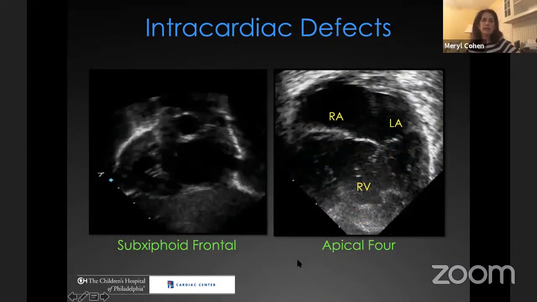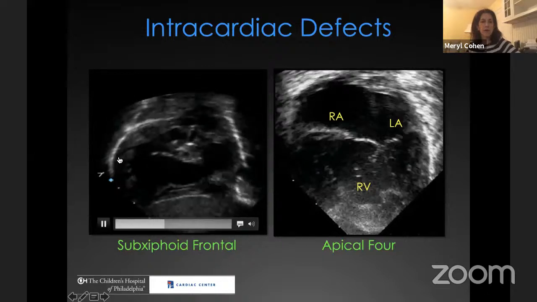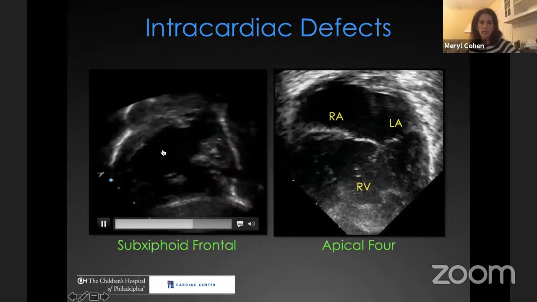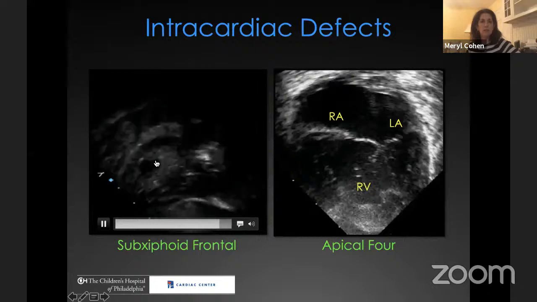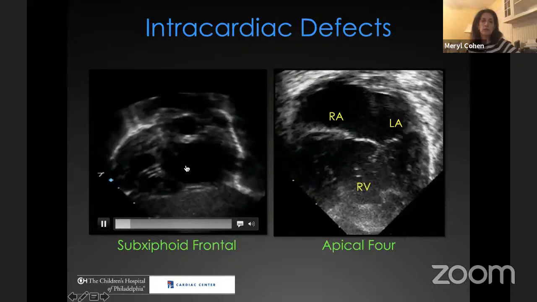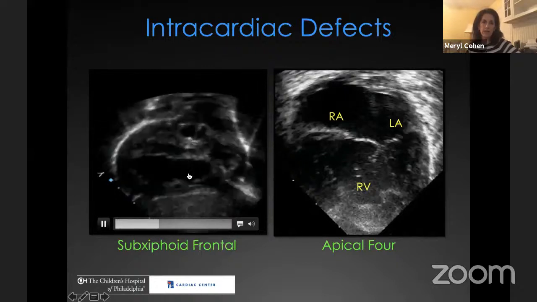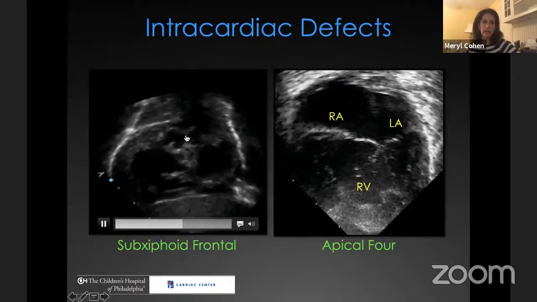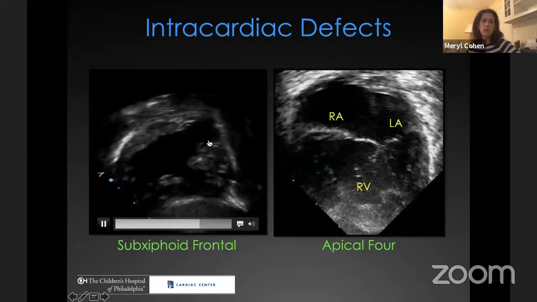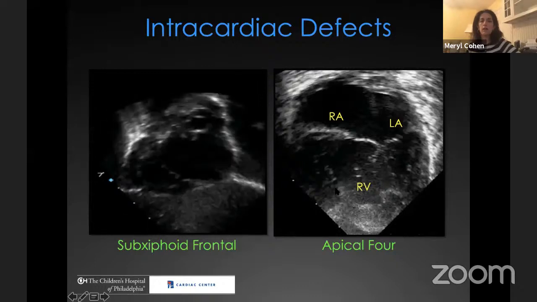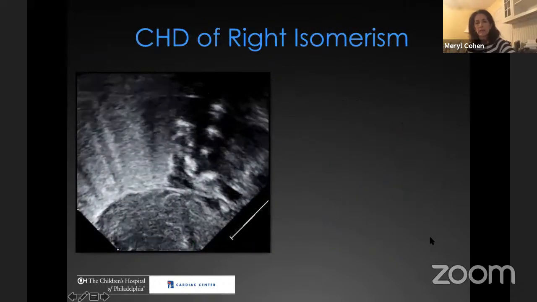Common intracardiac defects in right isomerism: often you see only one ventricular chamber giving rise to both great arteries. So here you see dextrocardia, common AV canal or common AV septal defect, a tiny pulmonary artery and a large aorta. And when we go back for a second.